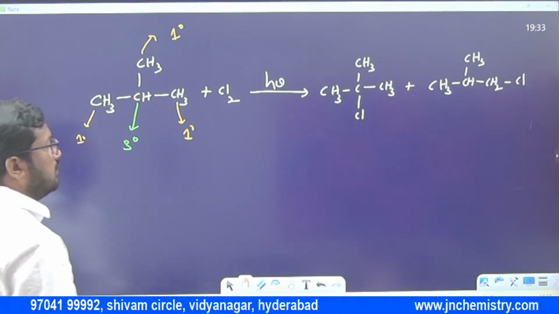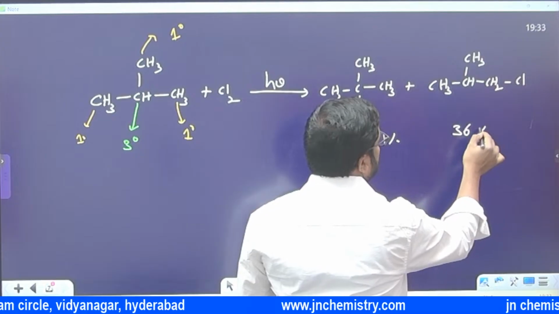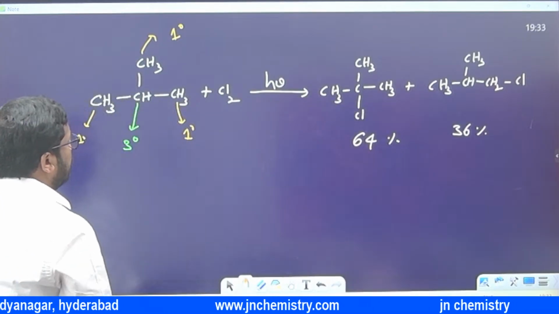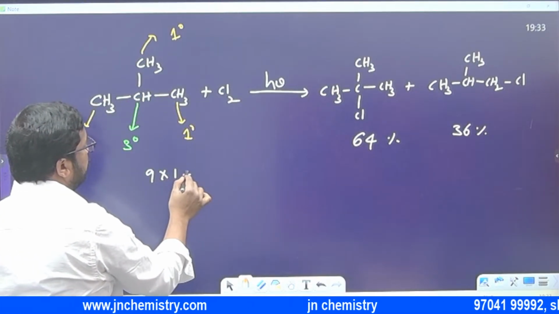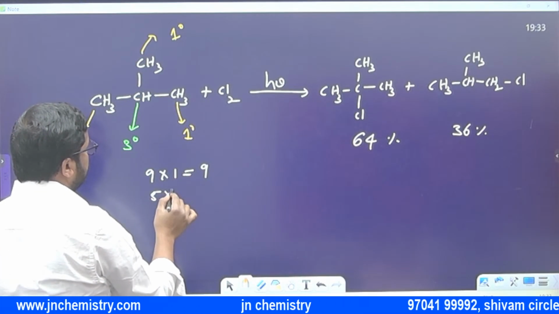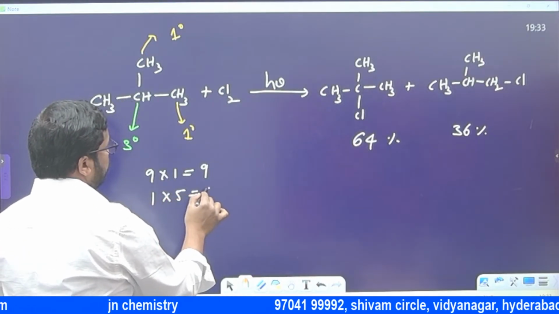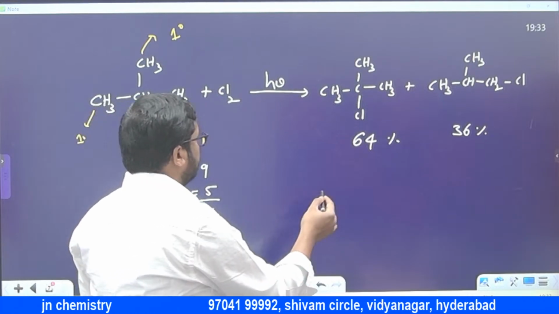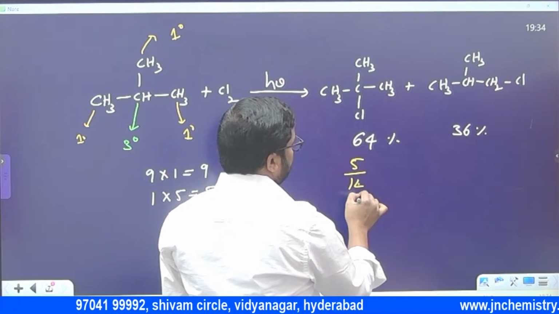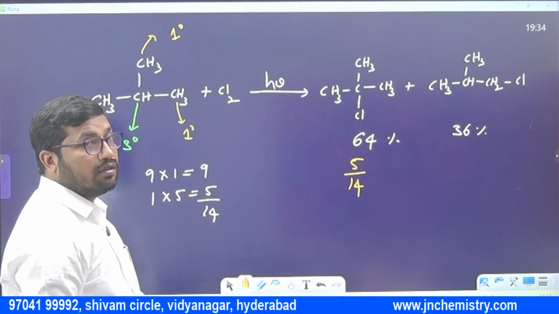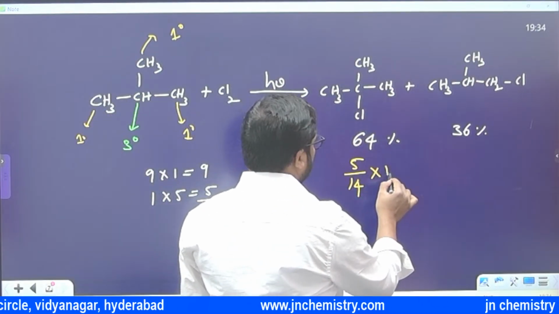$64. How did you do this? Total here is how many hydrogens? 9, right? 9 into 1, 9. 5 into 1, 5. Total 14. Right, here is 5 by 14 into 100.